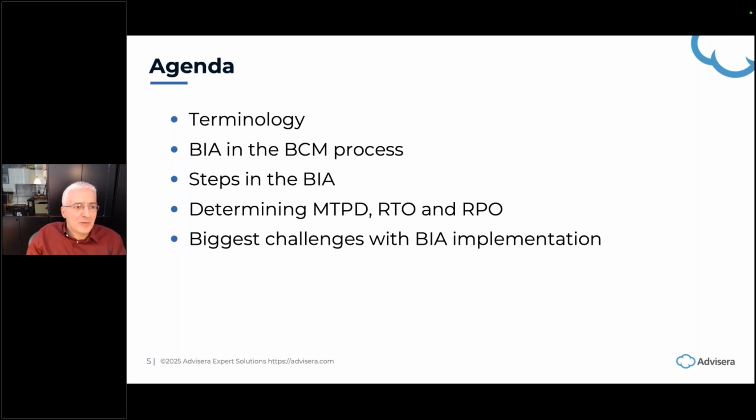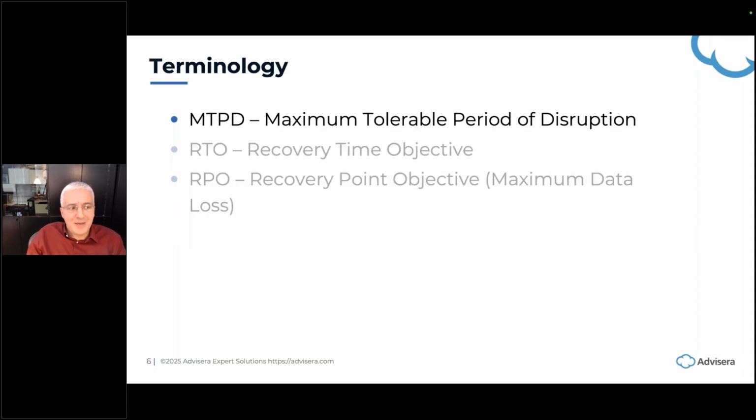Let's move on to the terminology part. What is MTPD, maximum tolerable period of disruption? This is a timing that you determine. How long can a particular activity in your company be inactive, so disrupted, without causing catastrophic damage? This is determined on the level of each activity, not on the level of the whole company. This is one of the primary outputs from a business impact analysis, where we determine when the damage is tolerable.